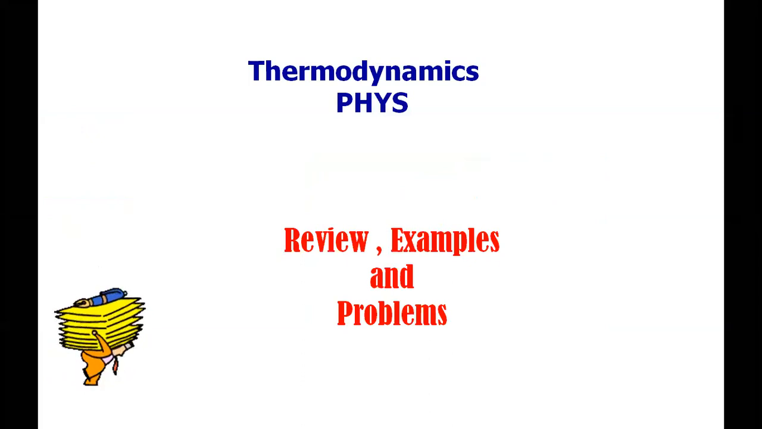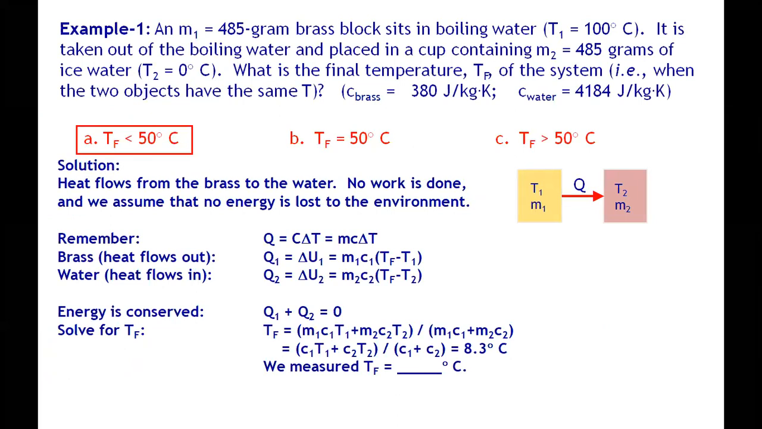Assalamu alaikum. Today we will continue to discuss some review examples and problems in thermodynamics. So if we have an example: M1 equals 485 grams of a brass block sitting in boiling water, T1 equals 100 Celsius.